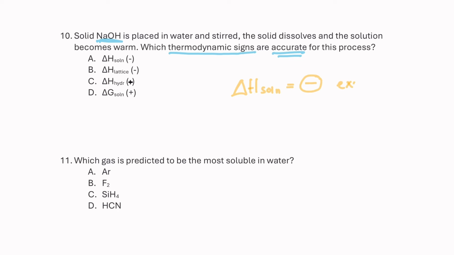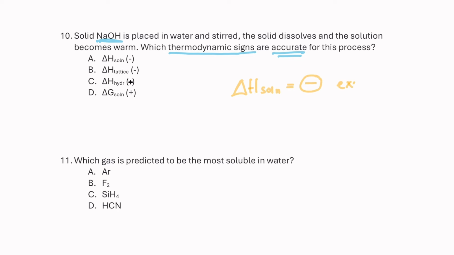B says the dissolution of oxygen in water has a positive change in entropy. This is false. When a gas dissolves in a liquid, the system becomes more ordered. The gas molecules lose their freedom of motion, so entropy change is negative, not positive.